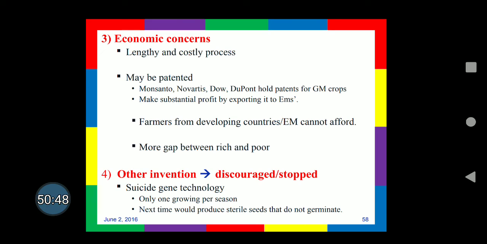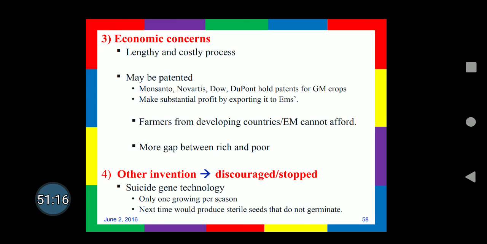Economic concern: it is a lengthy and costly process. It may be patented. Monsanto, Novartis, Dow and DuPont hold patents for GM crops and make substantial profit by exporting them. Farmers from developing countries and the economically poor cannot afford them. More gap exists between the rich and the poor. Other inventions are discouraged or stopped.